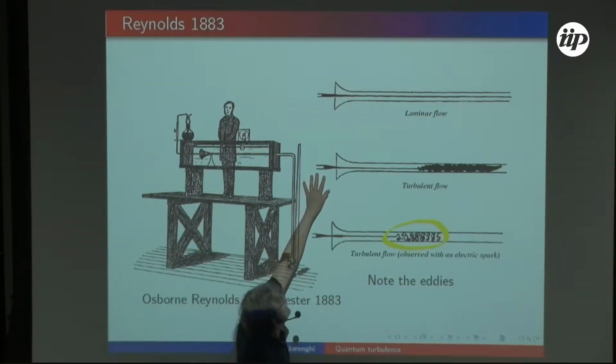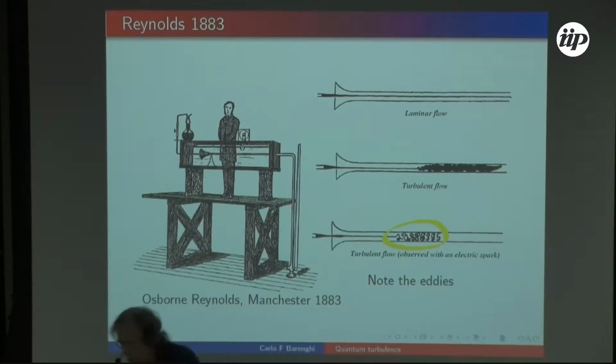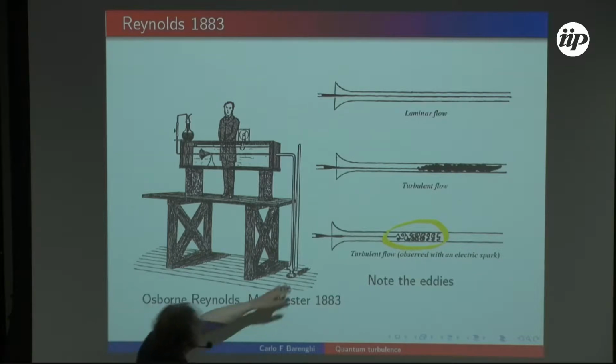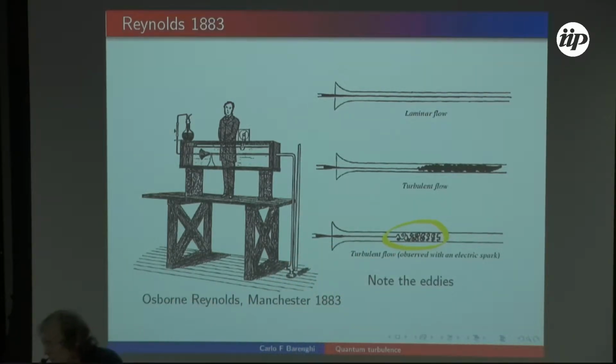So you see here the injection of ink. When the velocity of the flow through the pipe, of the water through the pipe, was relatively small, he noticed that the ink would remain laminar, but exceeding a critical velocity, it would actually destabilize and fill the pipe with ink. Then he had a very bright idea.